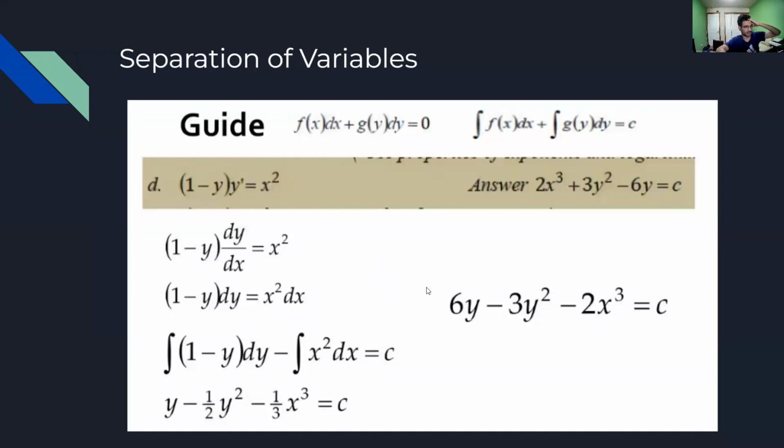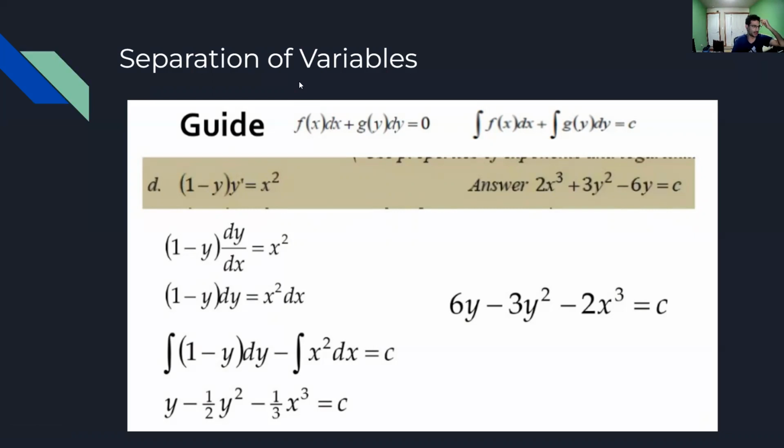Separation of variables is another important key aspect. This comes up in differential equations. Essentially, you have this dy over dx, so you put all the y's on one side and all the x's on the other, then you integrate dy, integrate dx, and based on that, you're able to find a solution. That's what separation of variables basically is.